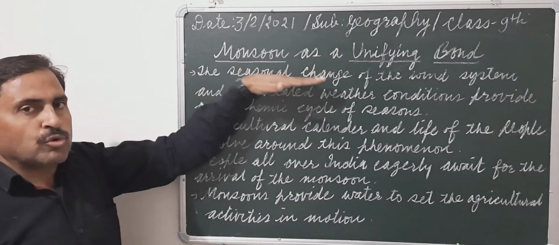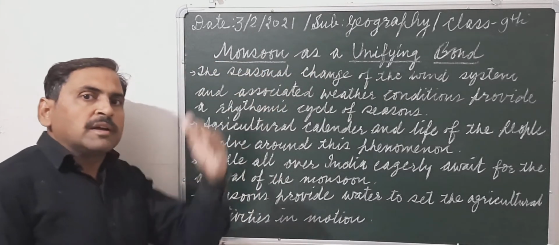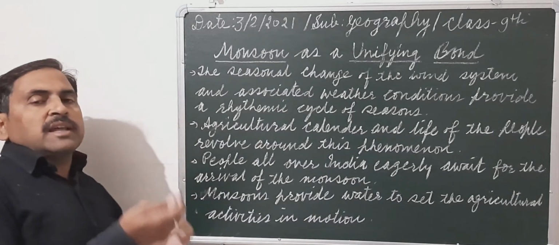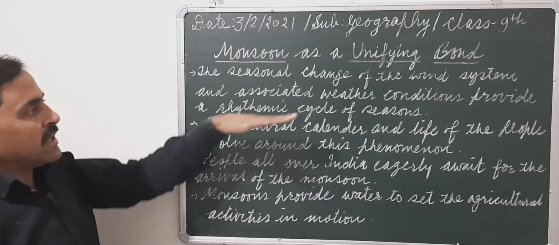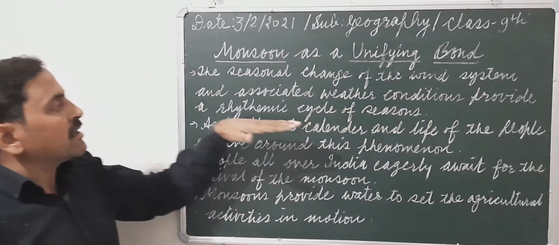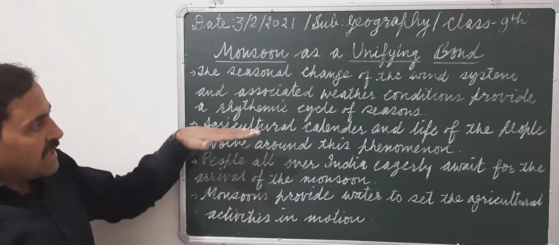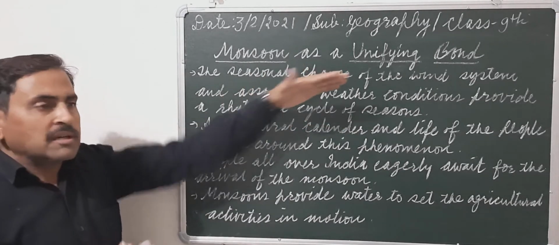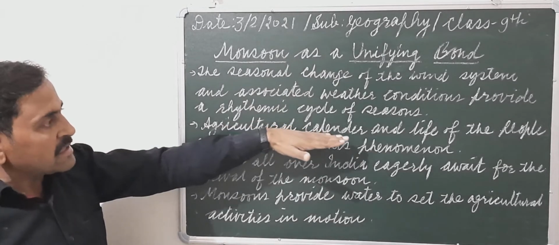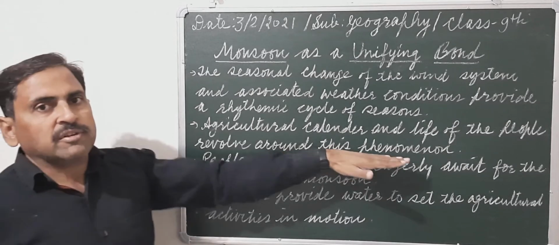Seasonal change, as I told you, in winter winds move from land to sea, and then in the rainy season again they move from sea to land. This provides a rhythmic cycle of seasons. The agricultural calendar, sowing or harvesting, everything depends on the monsoon. The agricultural calendar and the life of the people revolve around this phenomenon.